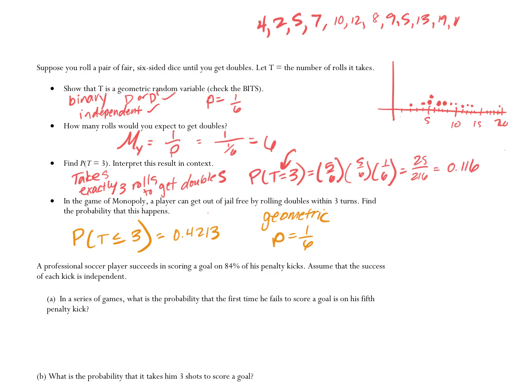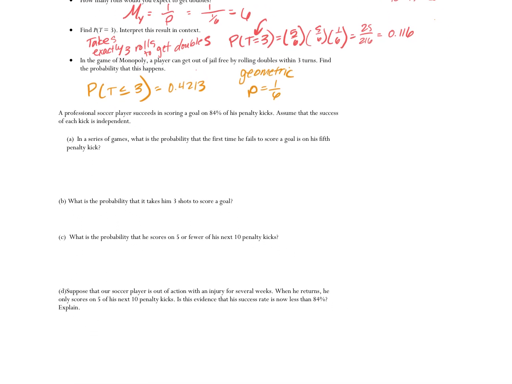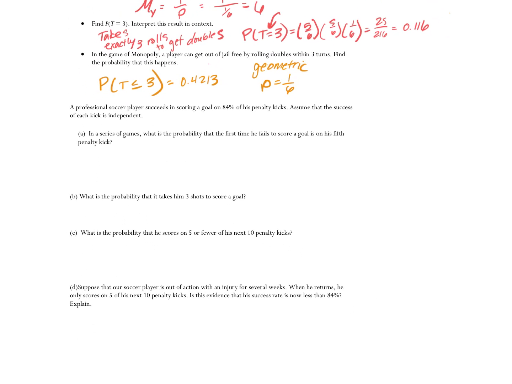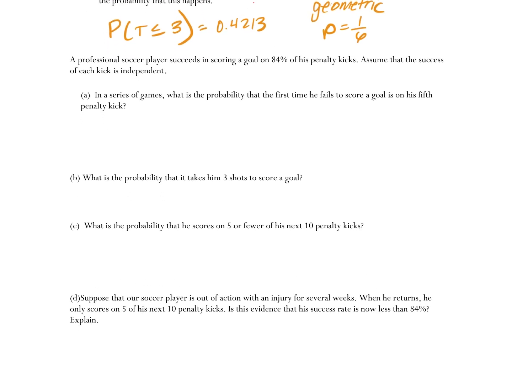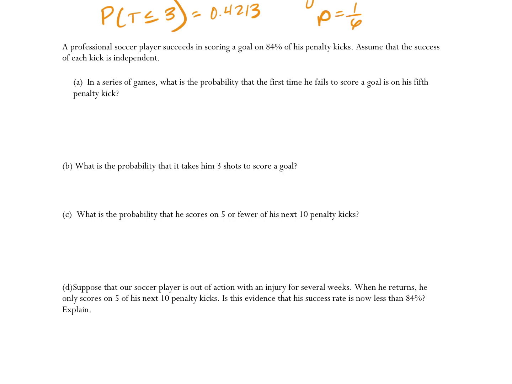Okay. Now, the College Board loves to give questions like this one, where there's a mix of a lot of different things going on. Okay, so let's go ahead and look at this. In a series of professional soccer player succeeds in scoring a goal on 84% of his penalty kicks. Assume that the success of each kick is independent. Cool.